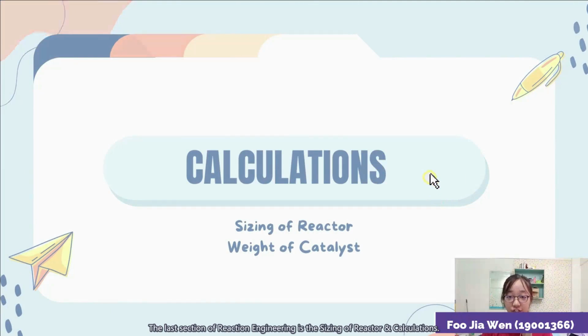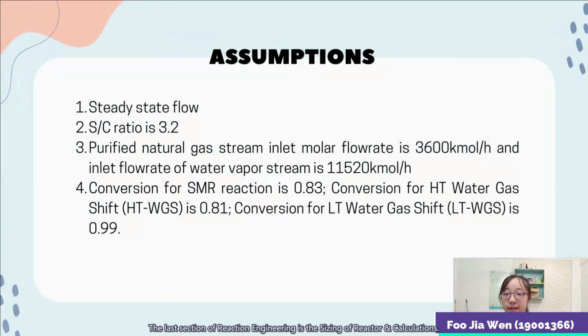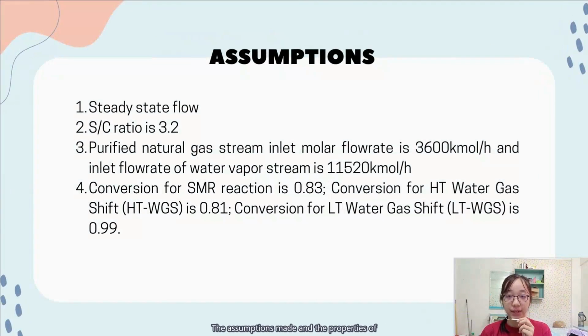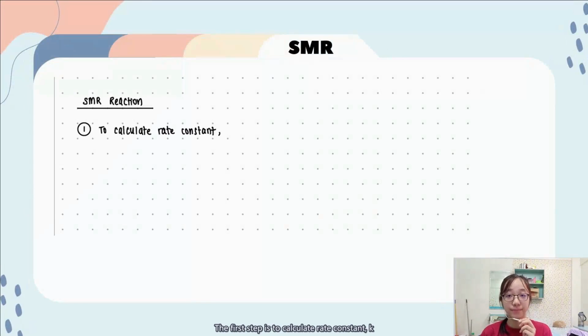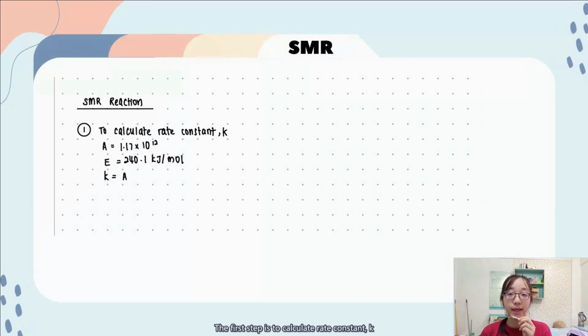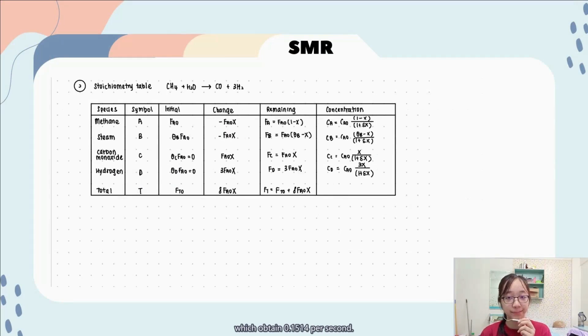The last section of reaction engineering is the sizing of reactor and calculations. The assumptions made and the properties of SMR and WGS reactor are shown as above. First step is to calculate rate constant K with the kinetic data based on reference by using the Arrhenius equation, which obtains 0.1514 per second.